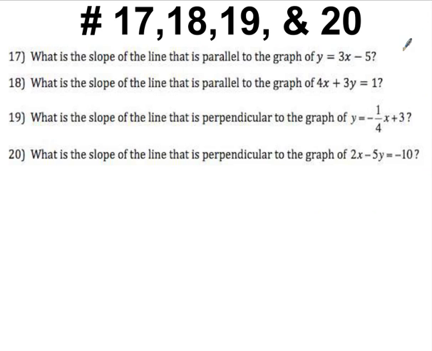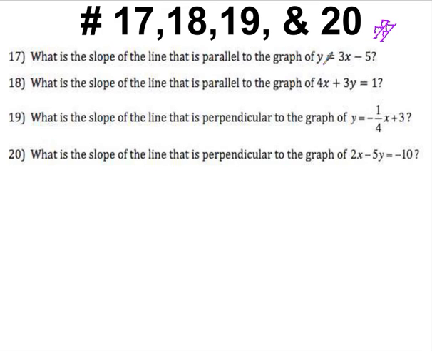Now when I go to 17, 18, 19, and 20, we're talking about parallel and perpendicular slopes, okay? And all it is asking for is the slope. It doesn't ask you for the equation yet. So we should remember that parallel lines look like this. They will never touch each other. The reason they never touch is that their rates of change are going to be exactly the same, because if they were different at all, eventually they would cross.